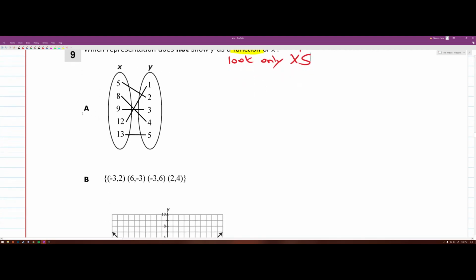So answer choice A, I'm going to cross out my y's because I don't care about them. I'm only going to look at x. And when you get these mapping diagrams, the trick to these is look at each number and how many lines are coming from it. So number 5, there's only one line. So we're good. Number 8, there's one line. 9, there's only one line leaving it. 12 has one and 13 has one. So if every number only has one, this is going to be a function. Let's go to B.